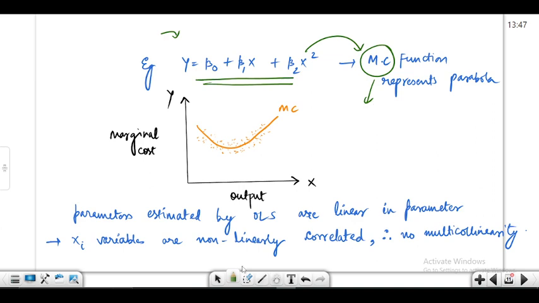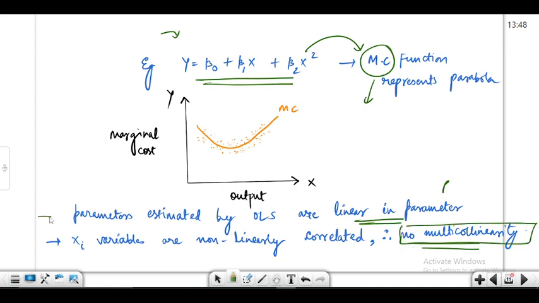The parameters estimated by OLS are linear in parameters. We know this is already known: the regressors might be non-linear, but your coefficients or parameters are linear. The xi variables are non-linearly correlated, therefore no multi-collinearity. So in this model, there is no problem of multi-collinearity.